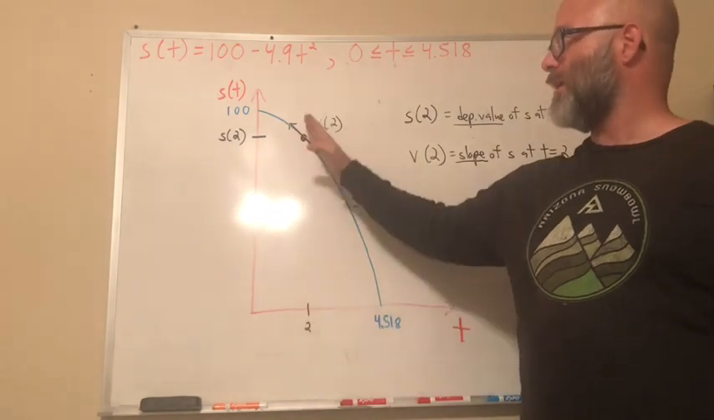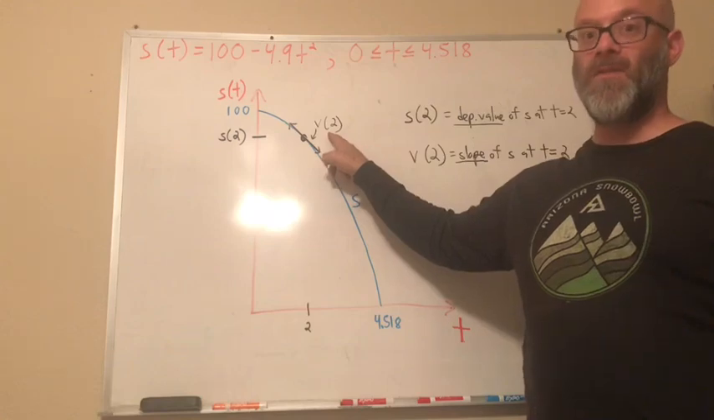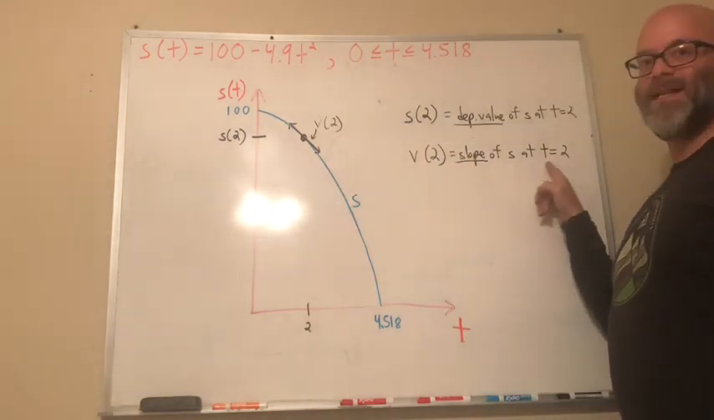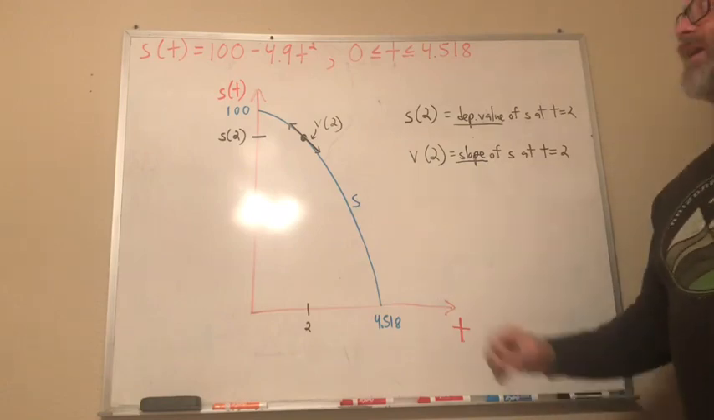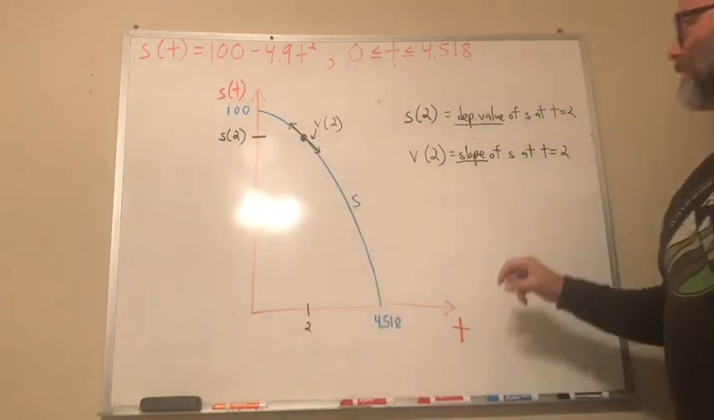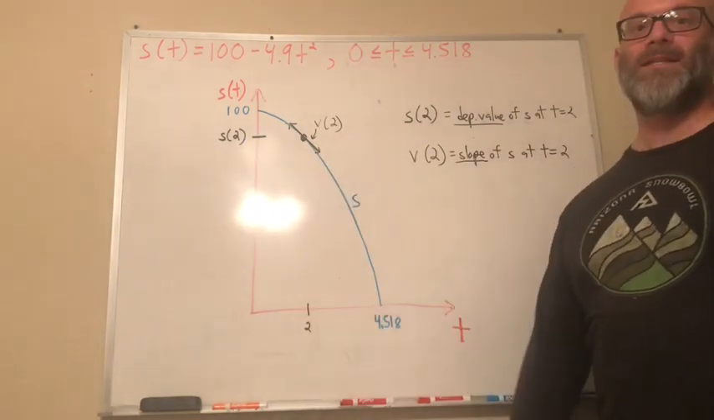At time 2, what is literally the slope of the function at t equals 2? The slope of the function at t equals 2, that's v of 2. V of 2 is the slope of s at t equals 2. Do you see the difference? Given a position function, s of 2 is a dependent value, and v of 2 is the slope of the function. Both are occurring at t equals 2.